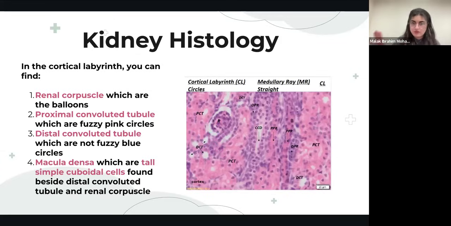You would see first thing, renal corpuscles, which are balloons, and then you would see the proximal convoluted tubules, which are fuzzy pink circles. They're very visible. You can see here. These are all proximal convoluted tubules.